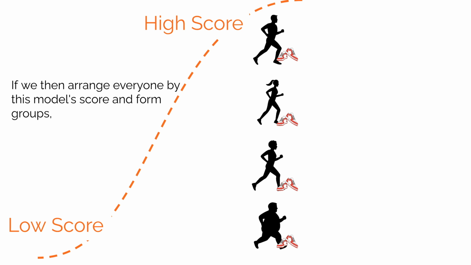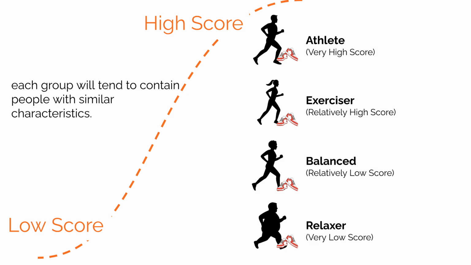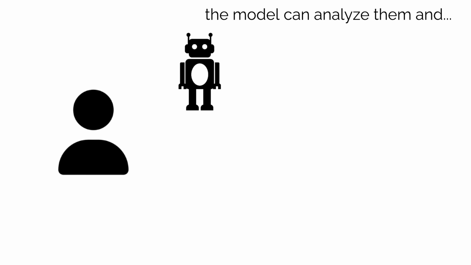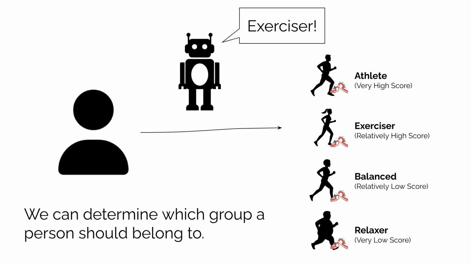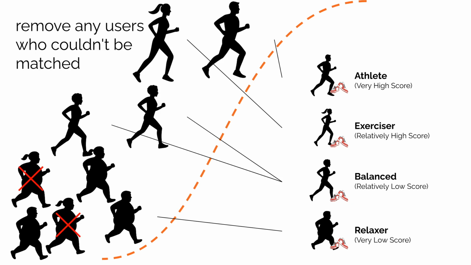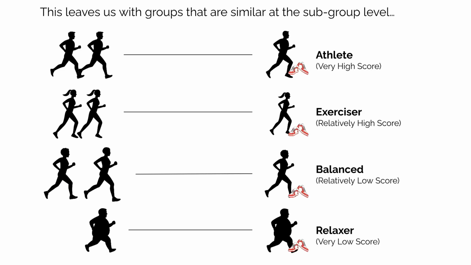If we then arrange everyone by this model's score and form groups, each group will tend to contain people with similar characteristics. Now, when we have a new person, the model can analyze them and we can determine which group a person should belong to. We do this for every person. Remove any users who couldn't be matched. This leaves us with groups that are similar at the subgroup level.